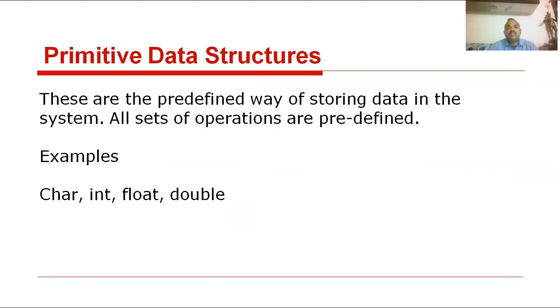Primitive data structures are the predefined way of storing data in the system. All the set of operations are predefined. What are the examples of primitive data structures? Character, integer, float, double. These are all predefined. For example, each character occupies 1 byte of memory. Each integer memory block occupies 2 bytes. The float data type occupies 4 bytes. The double data type occupies 8 bytes of memory.